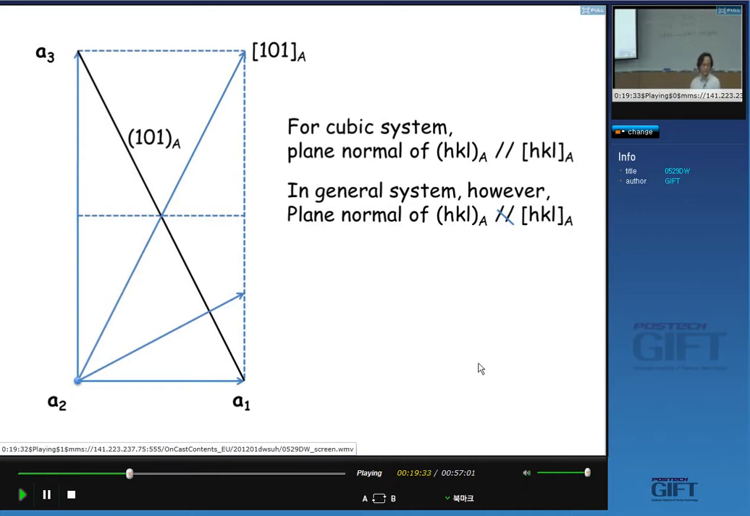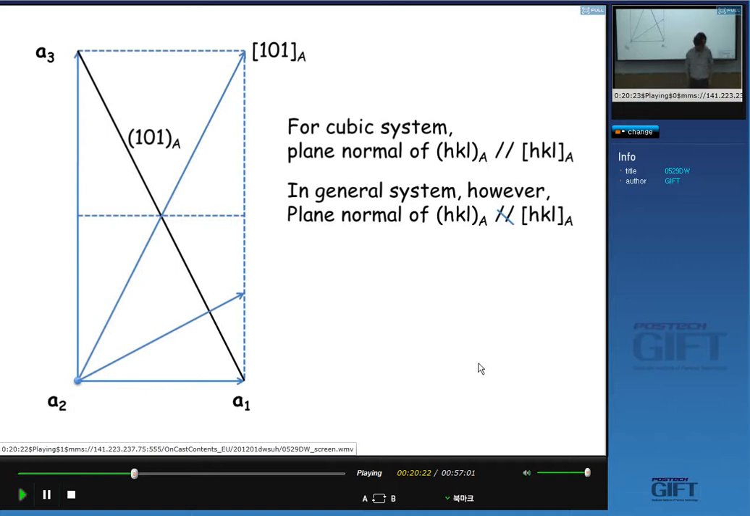Here, let's consider a trigonal crystal structure. Here, this is base vector A1, this is A2, and this is A3. A1 and A2 are equivalent, but A3 is twice larger than A1 or A2. Then this will be the trace of plane A0 101 on this A basis. So actually the plane is like here, right? Then this is just a trace.